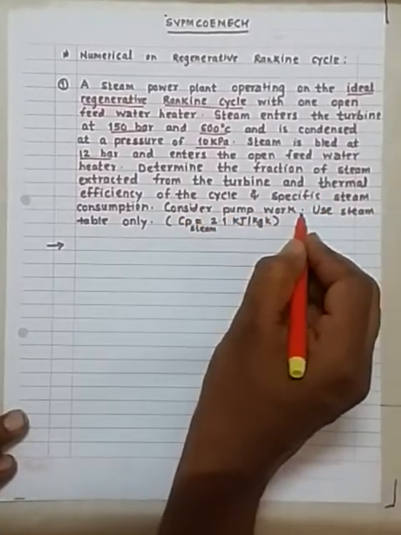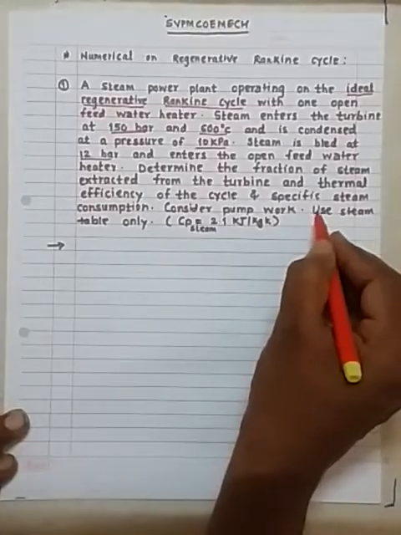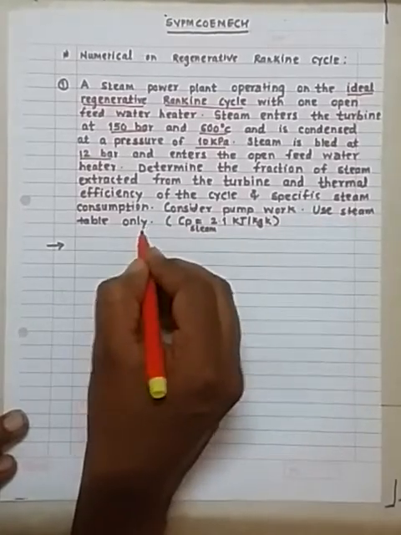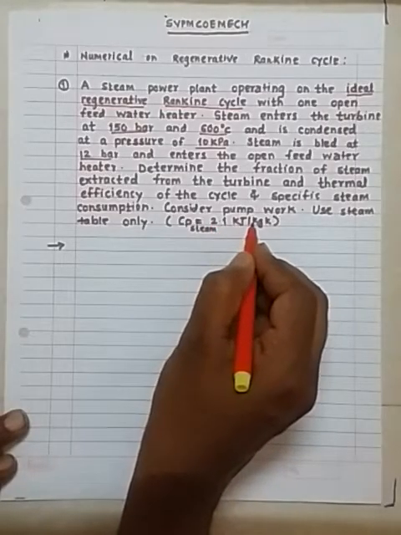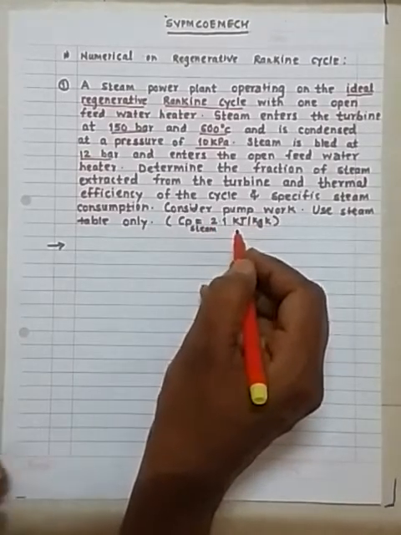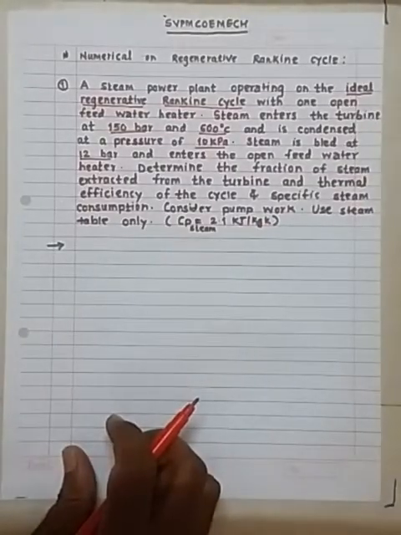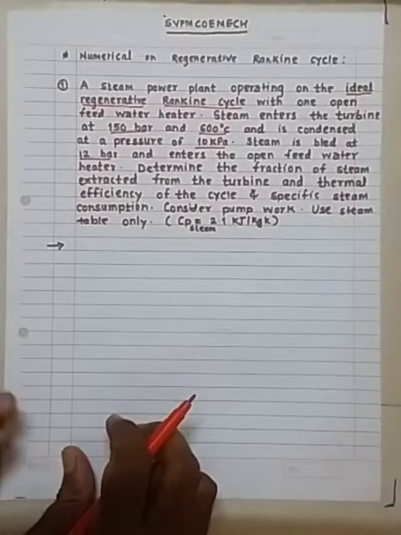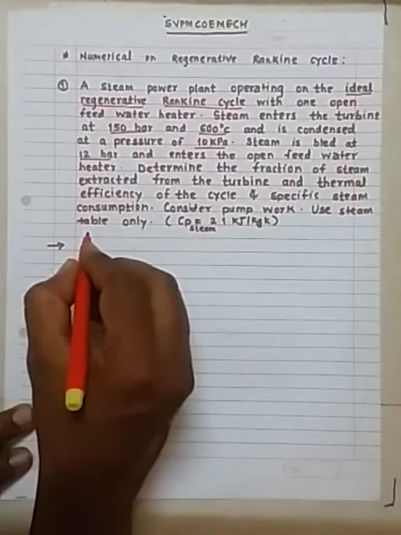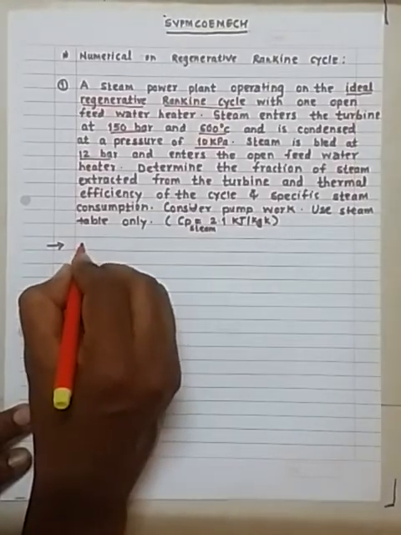Consider pump work, and we have to use the steam table only here. Cp of steam is given, that is 2.1 kilojoule per kg Kelvin. Now first of all we will write whatever things are given, and here we have to use the steam table only. So before solving the problem we will see how the ideal regenerative Rankine cycle looks.